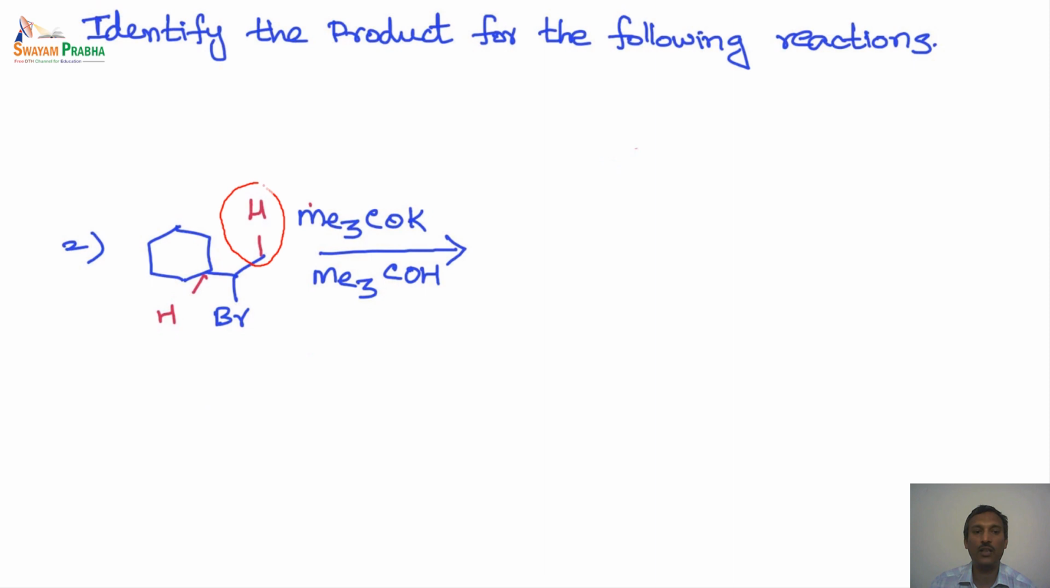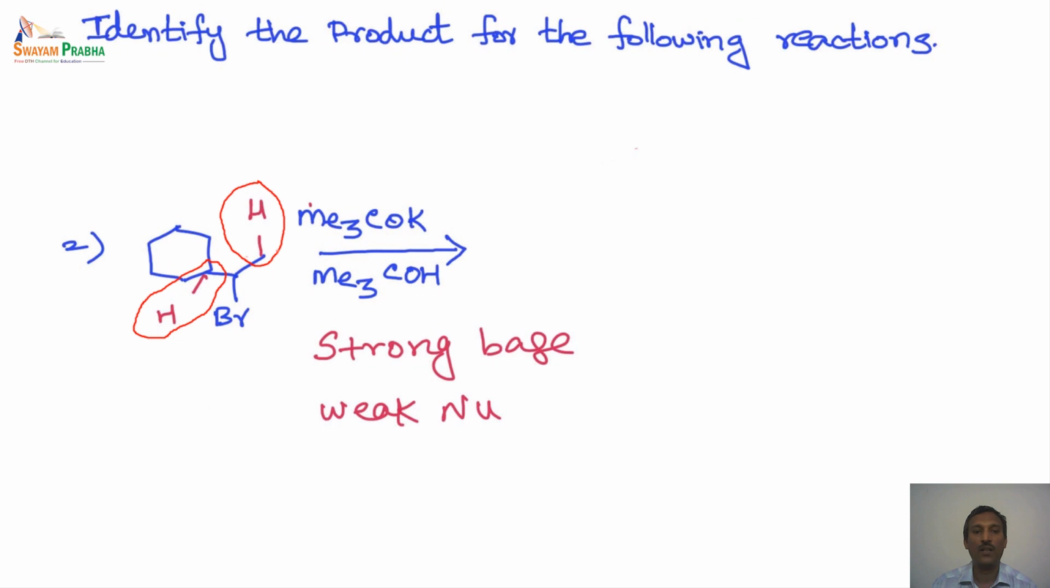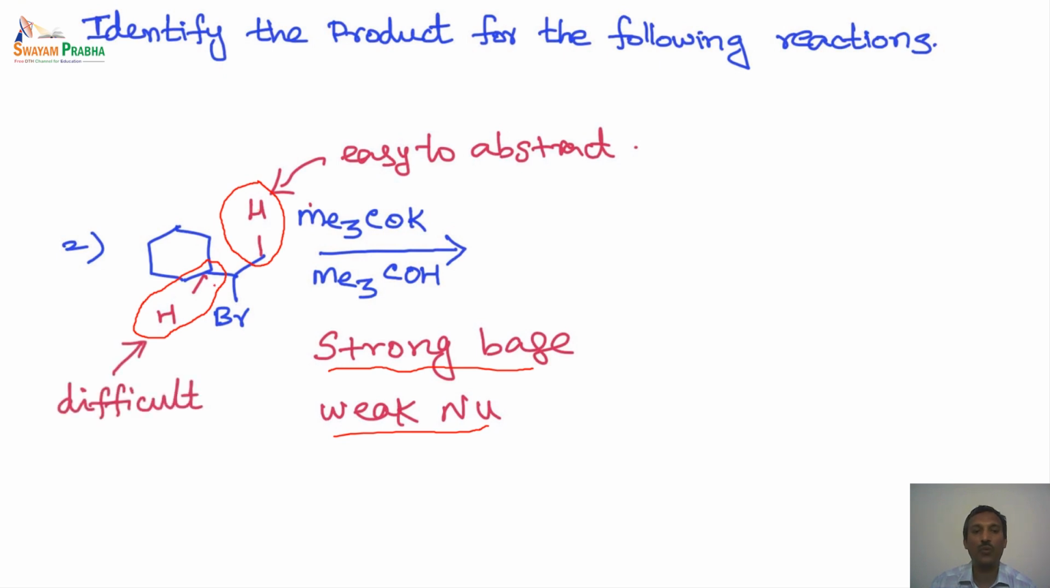This is on the terminal carbon, and this is the internal one, and let us see which one will undergo elimination. So here again the tertiary butoxide is a very strong base, but it is a weak nucleophile. So when it is a weak nucleophile, this will not undergo nucleophilic substitution reaction, so we can only expect an elimination reaction. And this being a bulky base, this particular proton is easy to abstract because this is a terminal proton, whereas the internal one is very difficult to abstract.